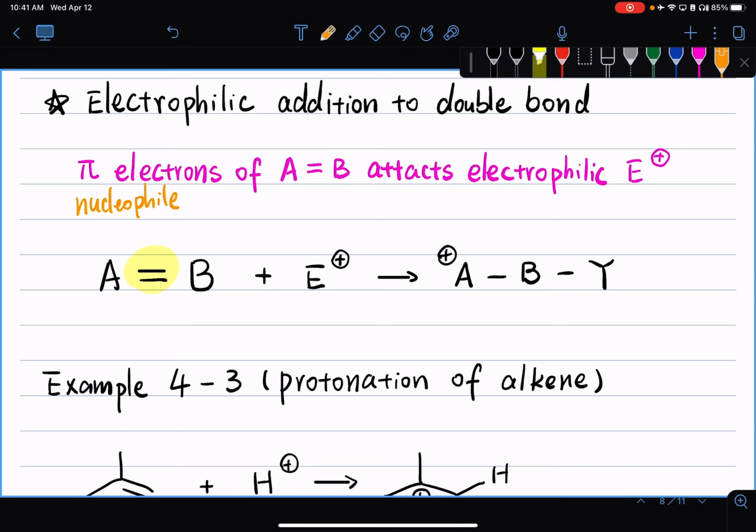So when we say the pi electron in my double bond can act as a nucleophile, naturally it can react with electrophiles, or electron deficient species. And what we end up with is that the arrow comes from your pi electrons, from your double bond. So it flows to your electrophile.